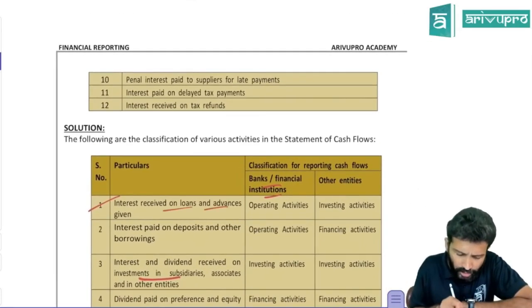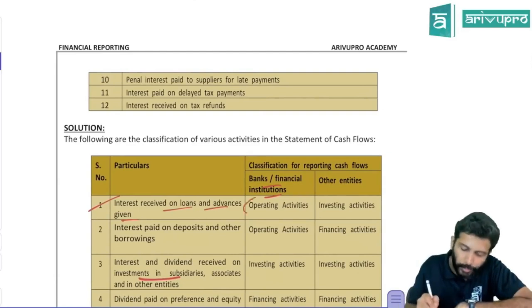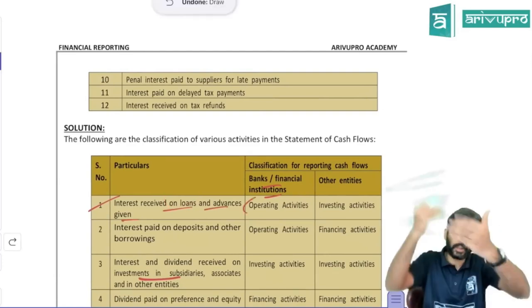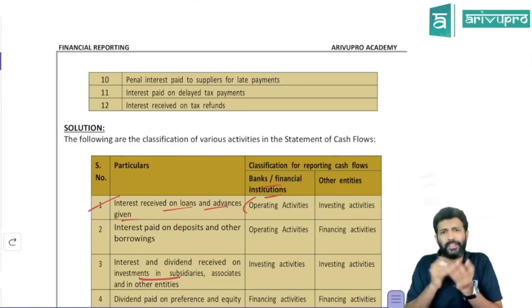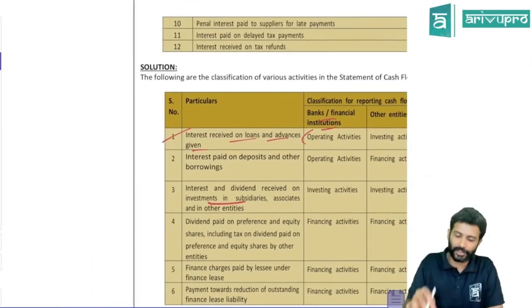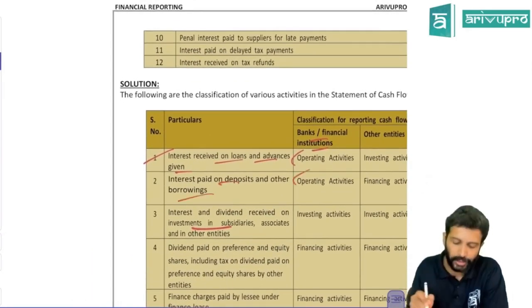Interest received on loans and advances given. For a bank, loans and advances given is part of operations. So that means this will be operating activity. But for another entity, interest received on loan, they've given a loan. So loan given for another entity is an investment, right? It's not part of their operation. It's not routine. Or maybe first we'll do it for a bank. It's easy. Interest paid on deposits. For a bank, deposits and all are part of operations, so operating activity.